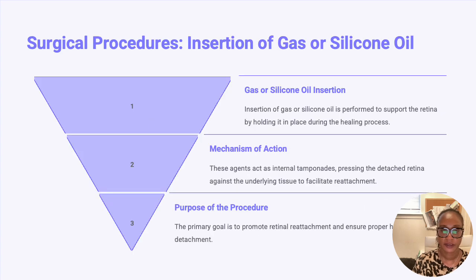So post-operative intervention: insertion of gas or silicone oil. Insertion of gas or silicone oil is performed to support the retina by holding it in place during the healing process. Mechanism of action: these agents act as an internal tamponade, pressing the detached retina against the underlying tissue to facilitate reattachment. Purpose of the procedure: the primary goal is to promote retinal reattachment and ensure proper holding.